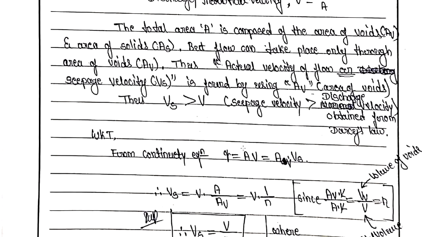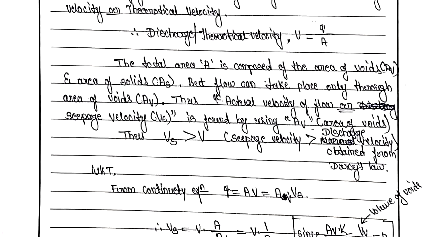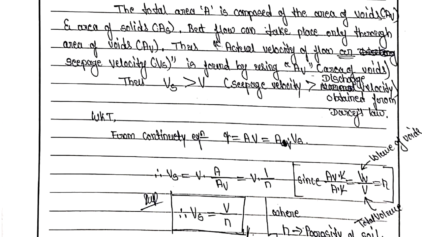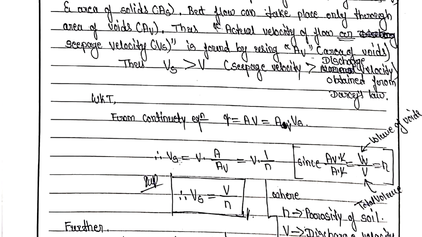So Q is equal to A into V. That is A is nothing but area of voids into seepage velocity. So here you can see Q is equal to V into A. It is regular in case of discharge velocity. But in case of seepage velocity, we are only going to consider area of voids and we are only going to consider the seepage velocity. So Q is equal to area of voids into seepage velocity.